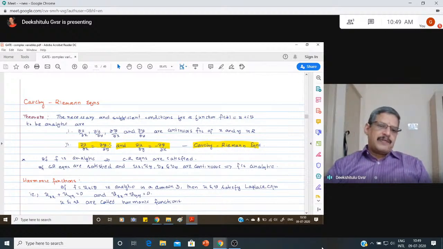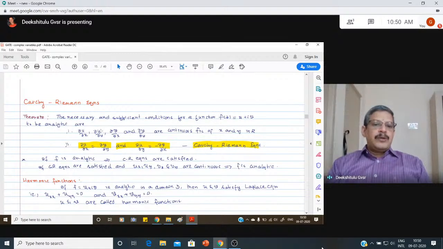And you have very powerful and wonderful conditions to check the analytic behavior of a function. They are called Cauchy-Riemann equations. We have some necessary and sufficient conditions here. So this is a very important theorem. The necessary and sufficient conditions for a function f of z is equal to u plus iv to be analytic. If I give a function f of z is equal to u plus iv, then to test whether it is analytic or not, you have to check these two conditions. What are those two conditions?